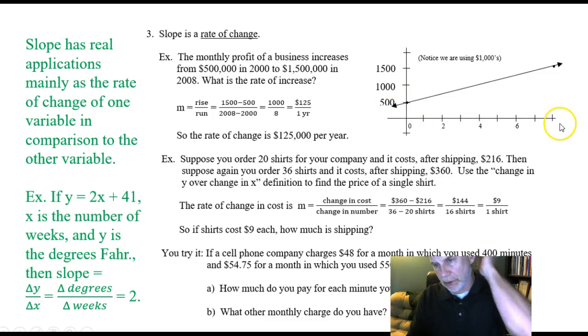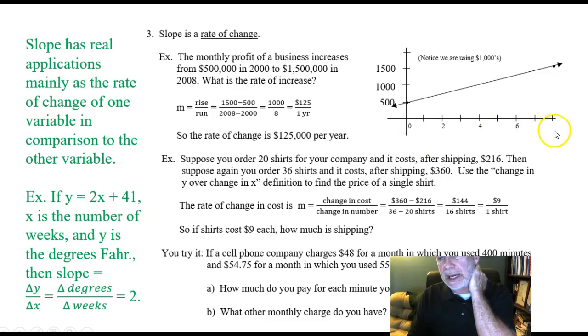After 8 years, I don't have a number 8 over here, but you can see it's going 2, 4, 6, 8. So in 2008, which is right here at the end, it's up at 1,500,000 or 1,500 thousands. And so I've drawn my second dot, and then I drew the line passing through them.